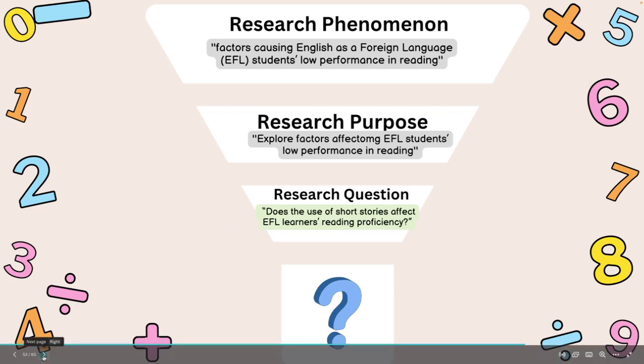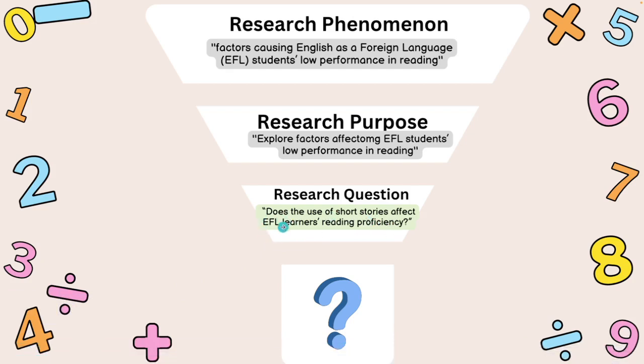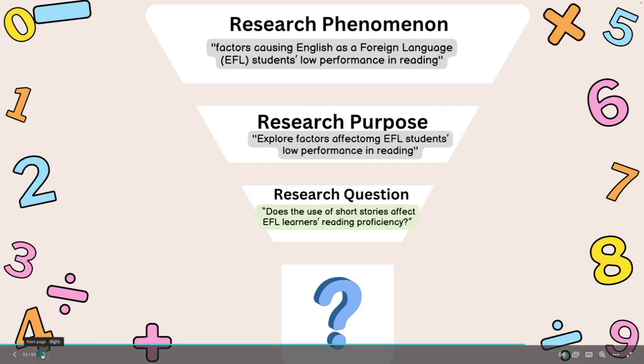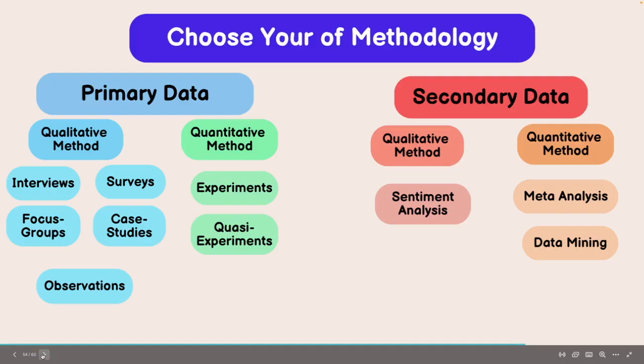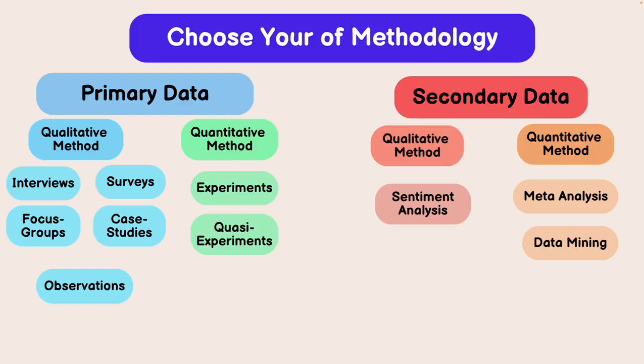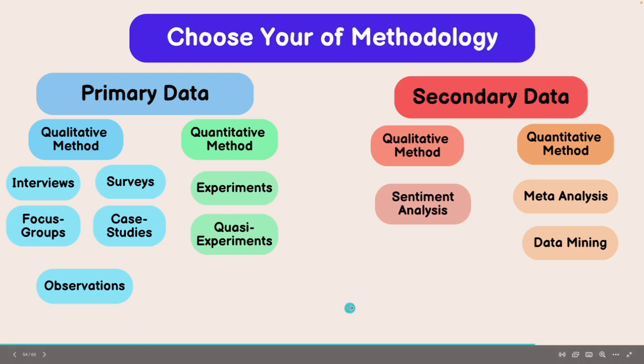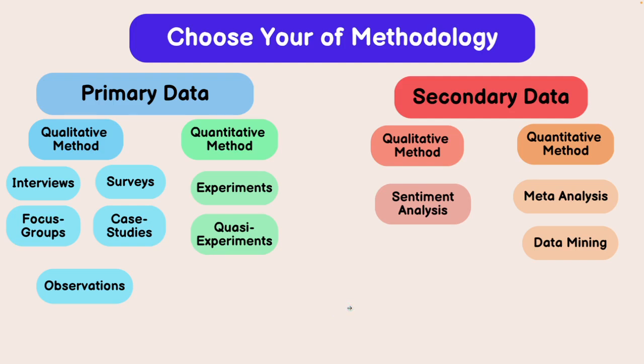And so now you realize that you have the variables in question: reading proficiency among EFL learners and the use of short stories. Now, how are you going to measure the reading proficiency? Is it going to be a test, or is it going to be the students' response about how they feel about reading, their reading proficiency? So these are some of the things you keep in mind, and this is going to determine the choice, the methodology of how you collect your data, right?